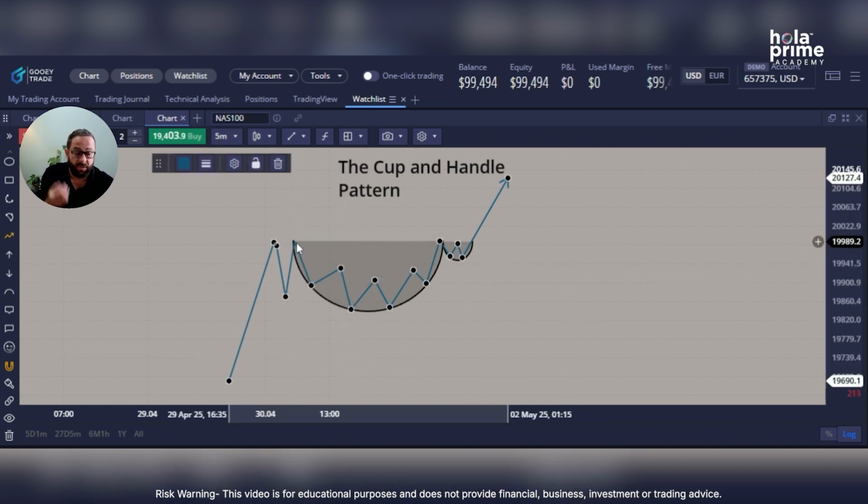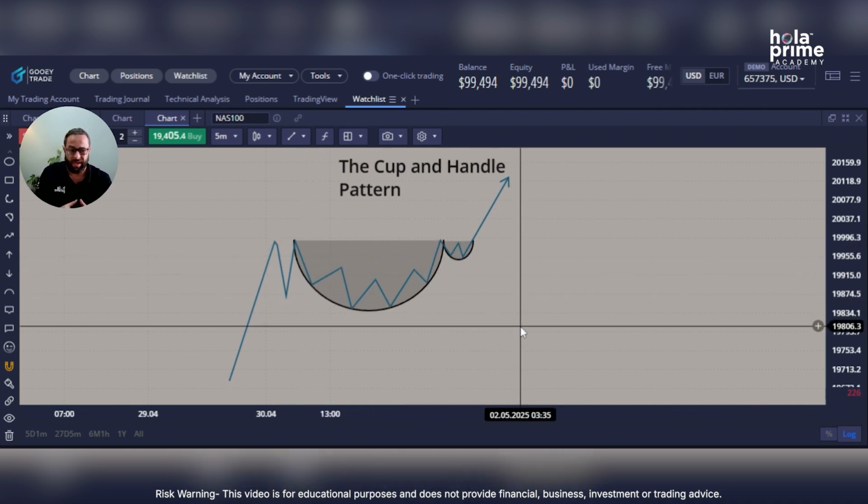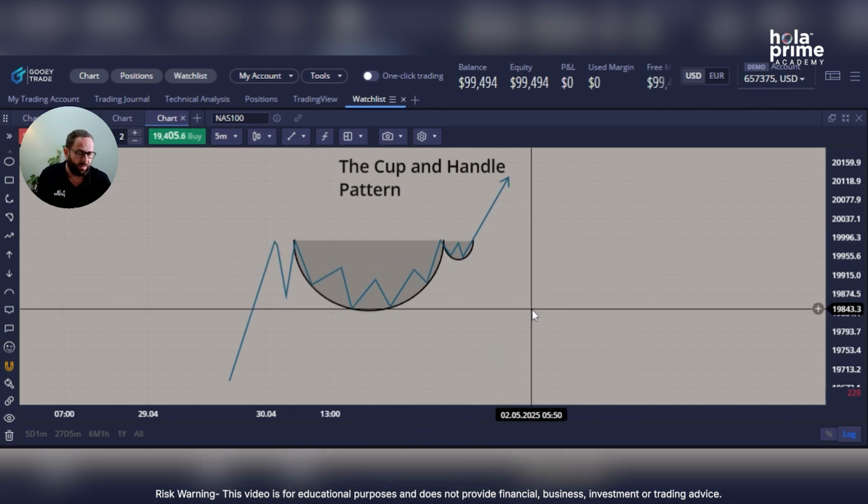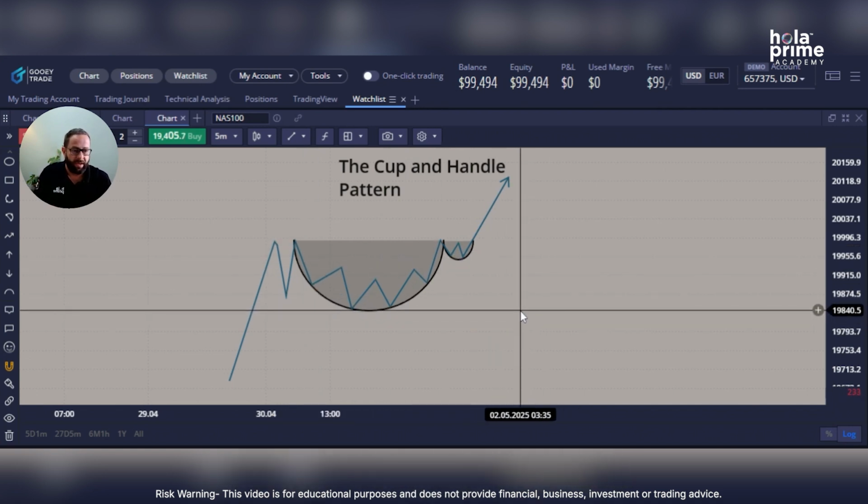Right, so there's also different ways that this can be traded, a bit more of an aggressive way as well, a more conservative way, but I'll show you that next on actual chart patterns that formed very recently.